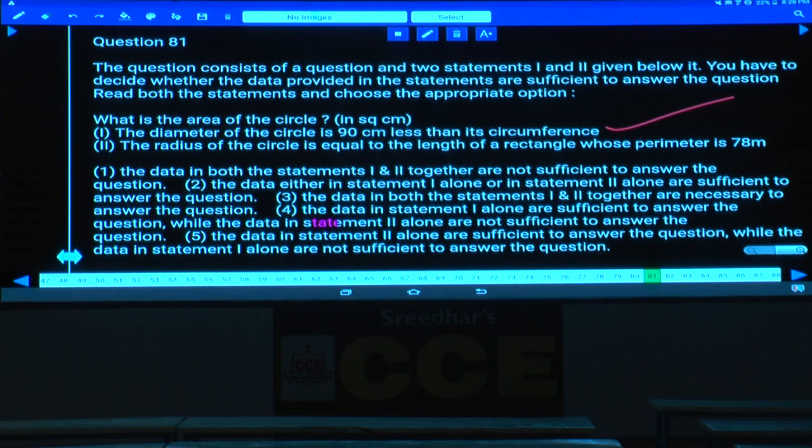Yes, obviously. Next. The radius of the circle is equal to the length of the rectangle whose perimeter is 78. If the perimeter is 78, that is 2 into (L plus B) is 78. Radius is equal to length. Do you know the breadth? No. If you don't know the breadth, can you calculate the length of the rectangle? No. Is 2 alone sufficient? No. 1 alone will give you the answer, but not 2 alone.